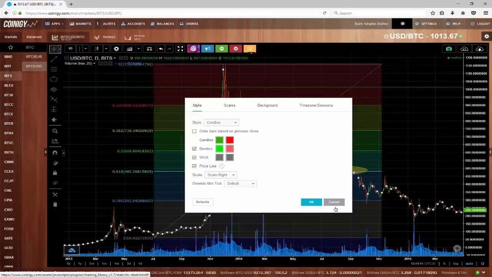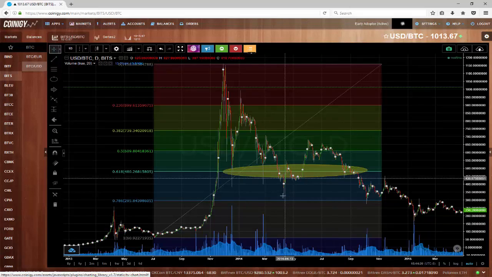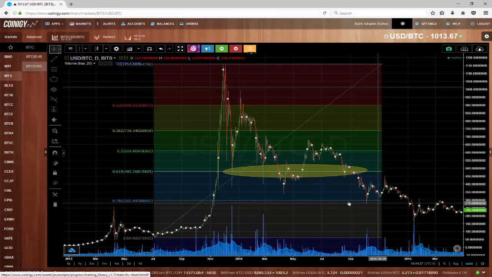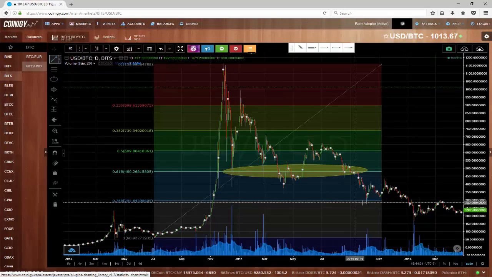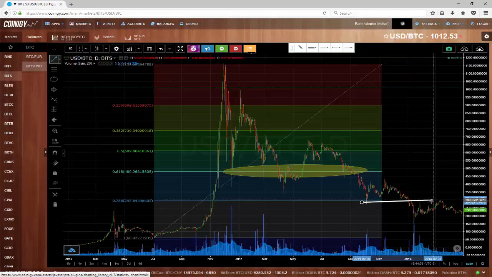Even here, even though it broke down slightly below, it's still in that sweet spot zone between the 61.8 and the 78, and it bounced. And then finally, once it breaks down below these levels, you can see that it breaks down below support here. And that's where we started to move towards capitulation once this support level broke right there, right?